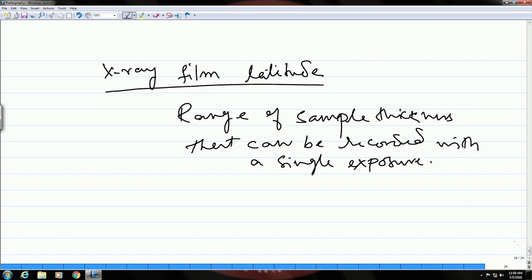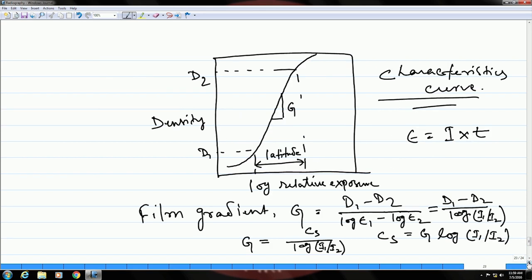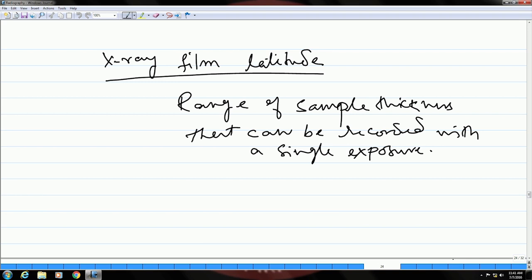Okay, and as you could see from this curve, this gradient and latitude are inversely related to each other. For high gradient, the latitude will be smaller, and similarly for smaller gradient, the latitude will be larger. Okay, so these are the different properties of the film which control the quality of the image, which finally forms on the film.